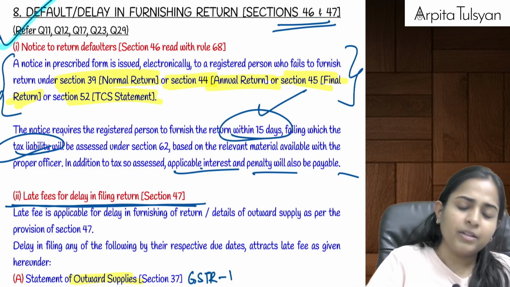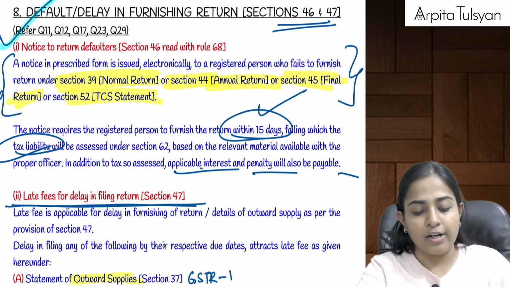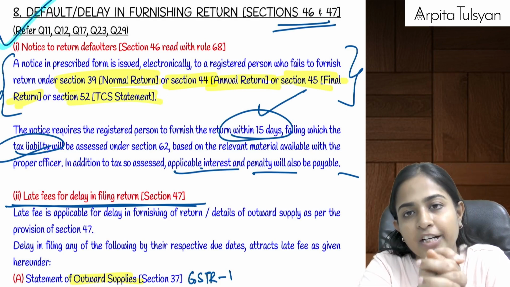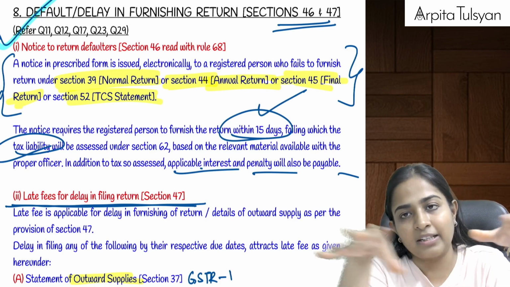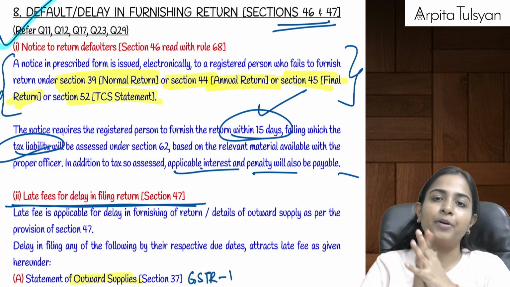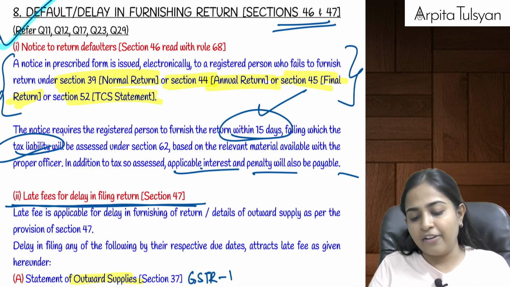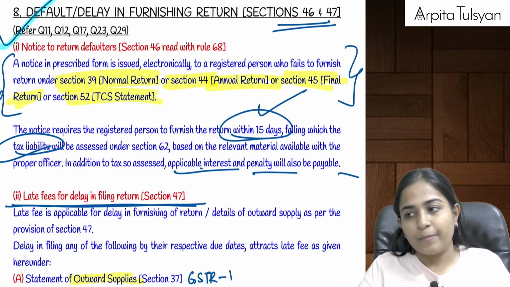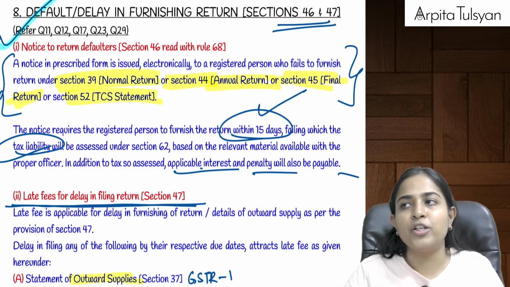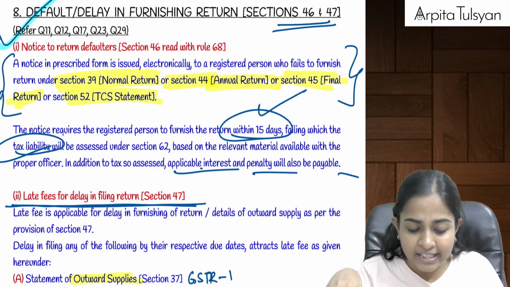Yes, now the last three concepts here. Next one is talking about default. Okay, default or delay in furnishing your return. Now, whatever were the due dates of filing the return, within that particular due date, you are required to file it. Okay, if you are not filing it, then you will be issued with a notice automatically, where you will be told to furnish it within a time period of next 15 days.